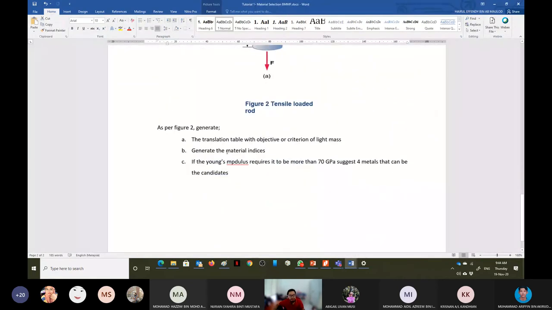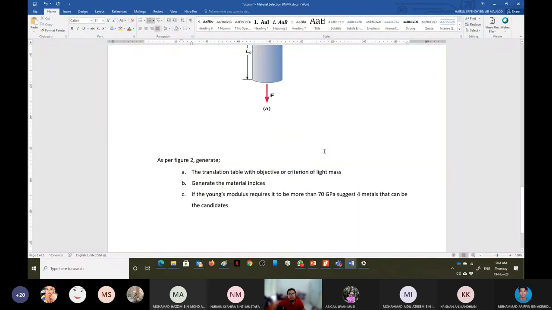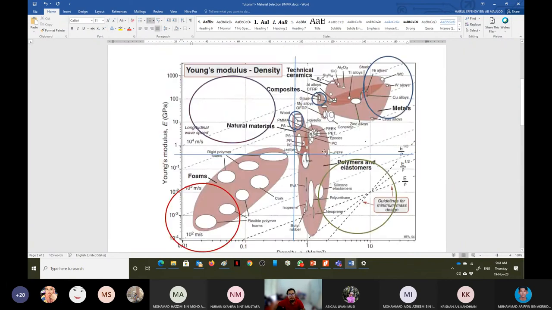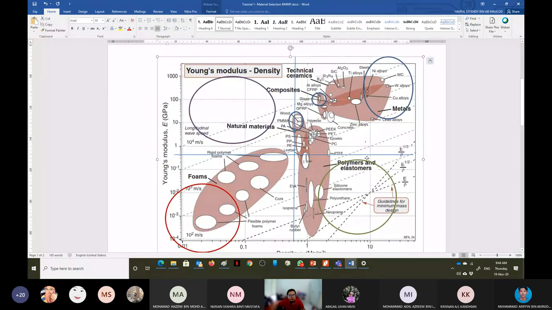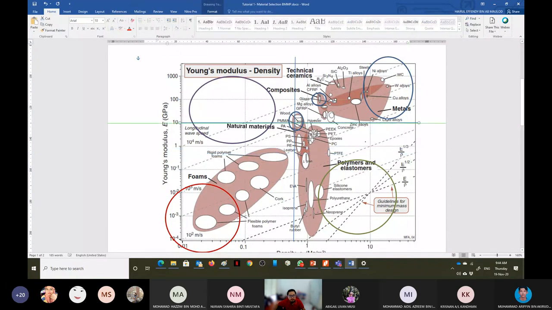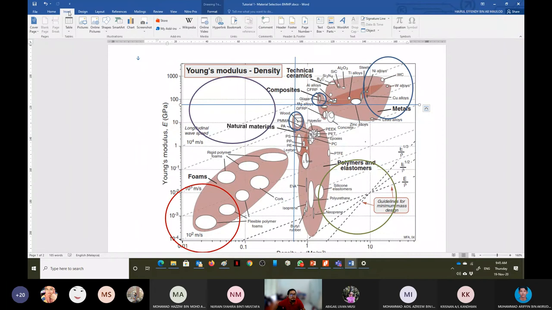If the Young's modulus is required to be more than 70 gigapascal, suggest four materials that can be candidates. So you can choose 10, so 70 is something around here. And the slope also you can choose. I'll show you for a while how you can use the CES pack. If you see, this is the guideline for minimum mass design. If you look here, this is a contour line.